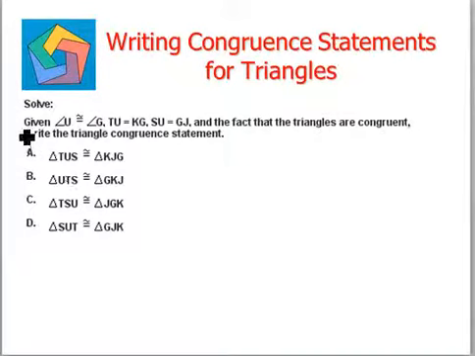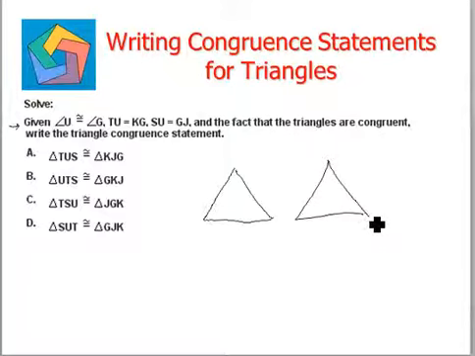Solve. Given angle U is congruent to angle G, so let's draw two triangles first. Here are our two triangles. It says U is congruent to G, so we start from one vertex. U is congruent to G, we mark it with a single mark. TU is equal to KG, so we can take T over here and K over here. So TU is equal to KG and SU equals to GJ. So S is over here.